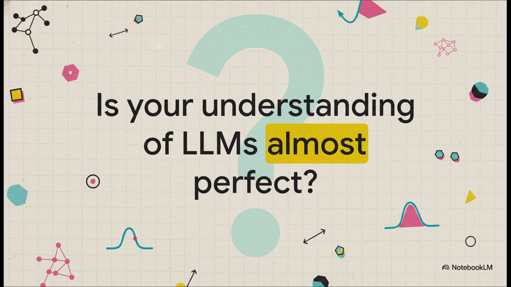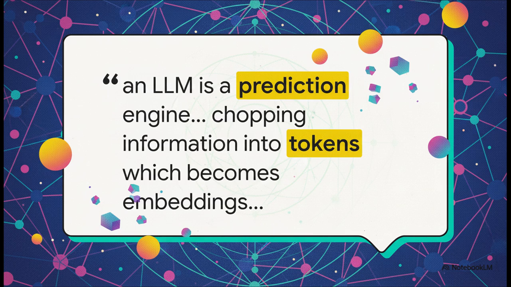For a lot of us, it's pretty good, but the devil's in the details. The goal here is to take that almost perfect idea and just click it into place, make it truly solid. So, let's dive in. Now have a look at this. As a starting point, this definition is fantastic. Seriously, it touches on prediction, tokens, embeddings, a geometric landscape, even the neural network. It gets you about 90% of the way there. But that last 10%, that's where the real magic is. So let's make 3 key corrections that will get our understanding from 90% all the way to 100%.